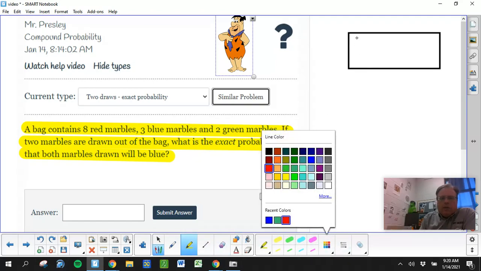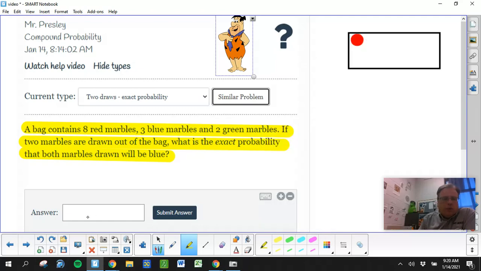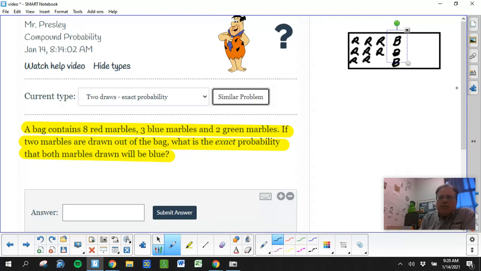I got 8 red marbles. I'm just going to put some reds in there. So 8 reds. So R for red. 1, 2, 3, 4, 5, 6, 7, 8. 8 reds. I'm going to put 3 blues. So B for blue. 3 blues. And then 2 greens. So I'll put 2 G's for green. Okay. And so we're going to pull out 2 marbles.